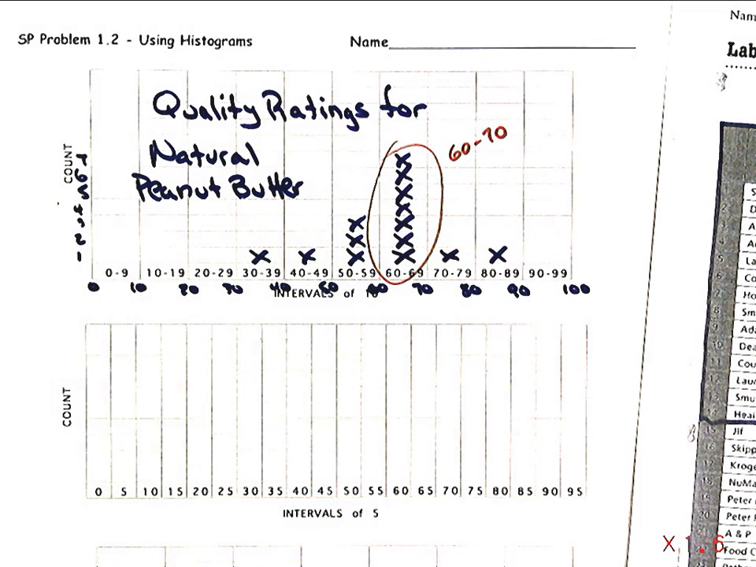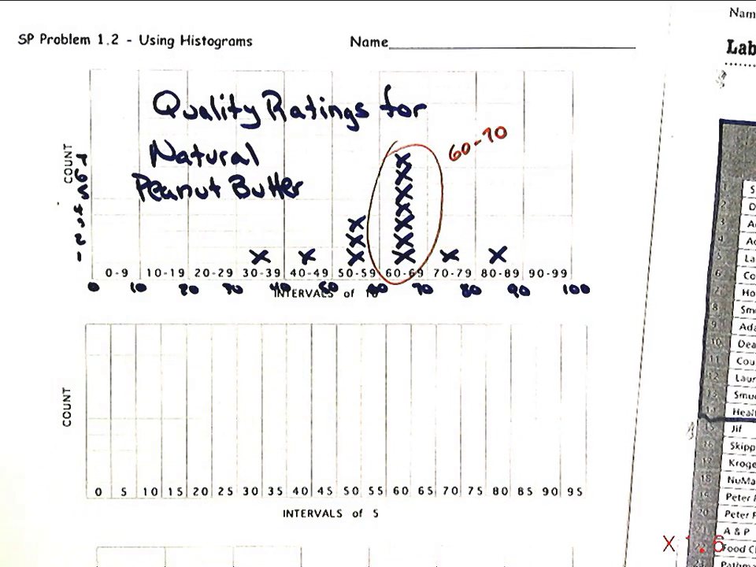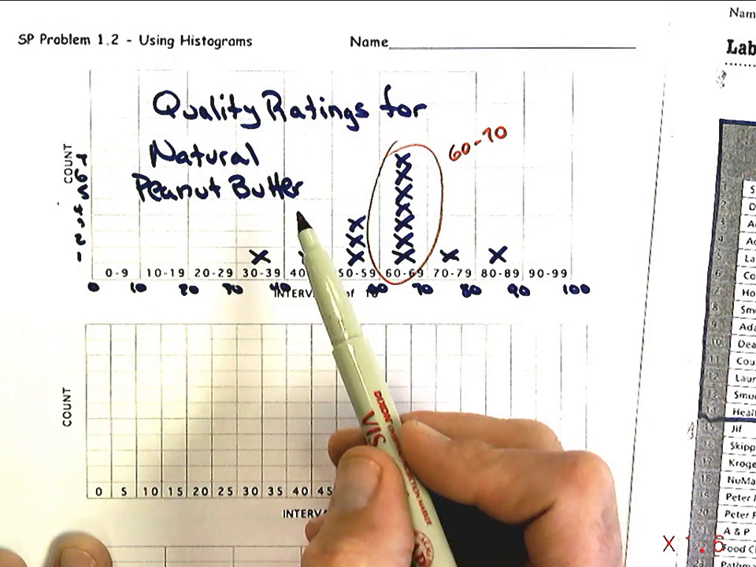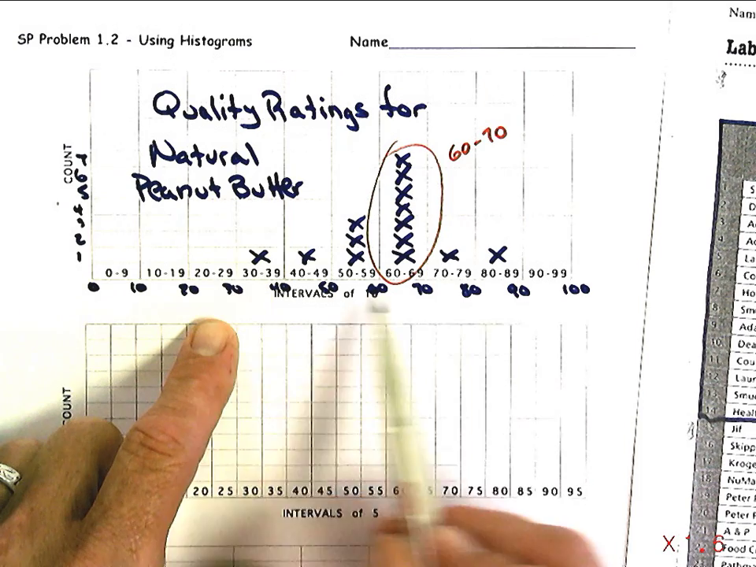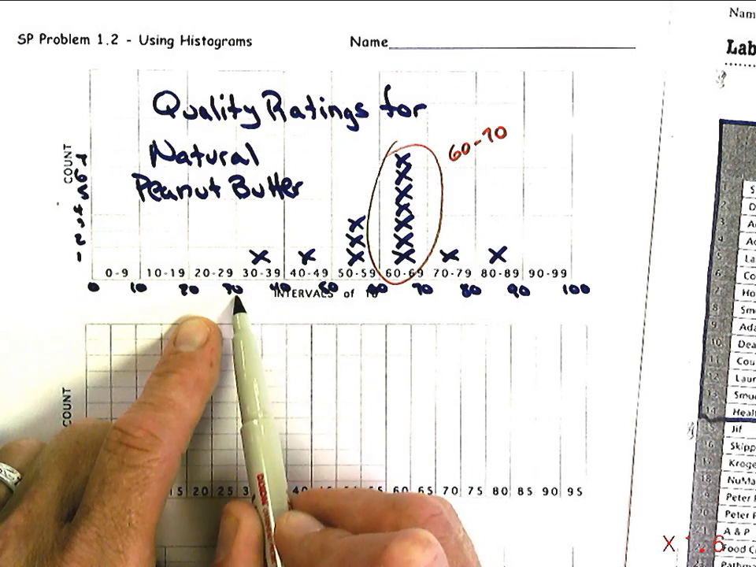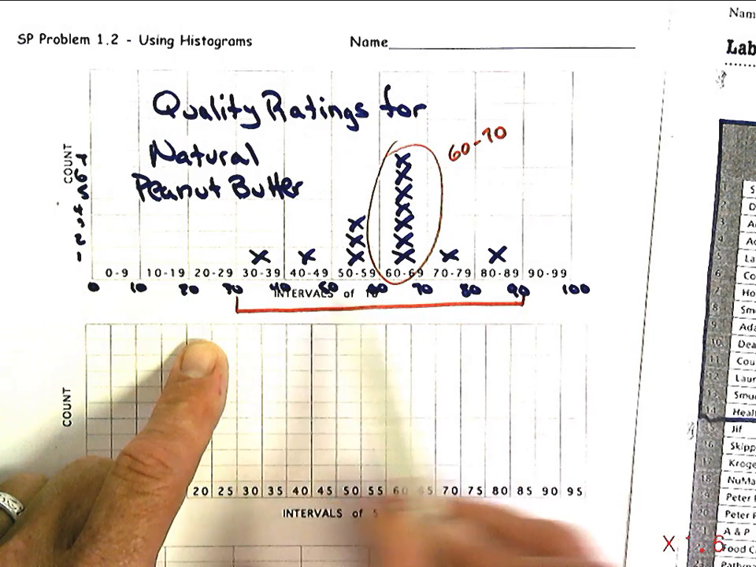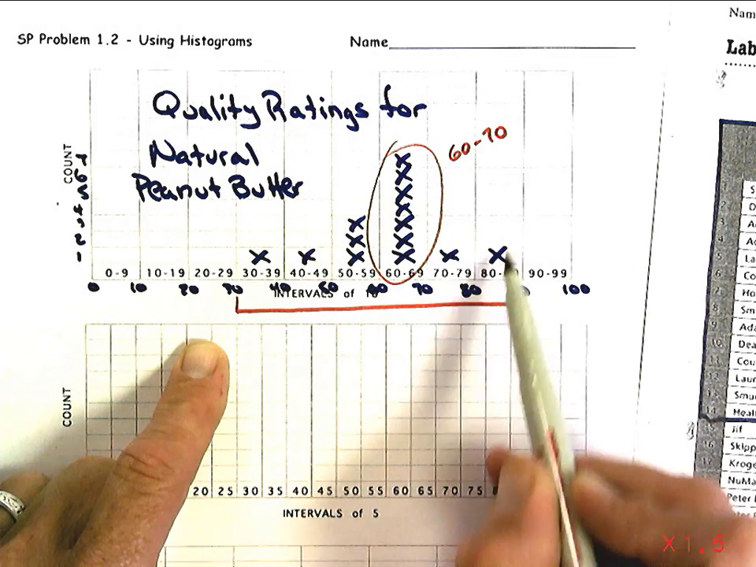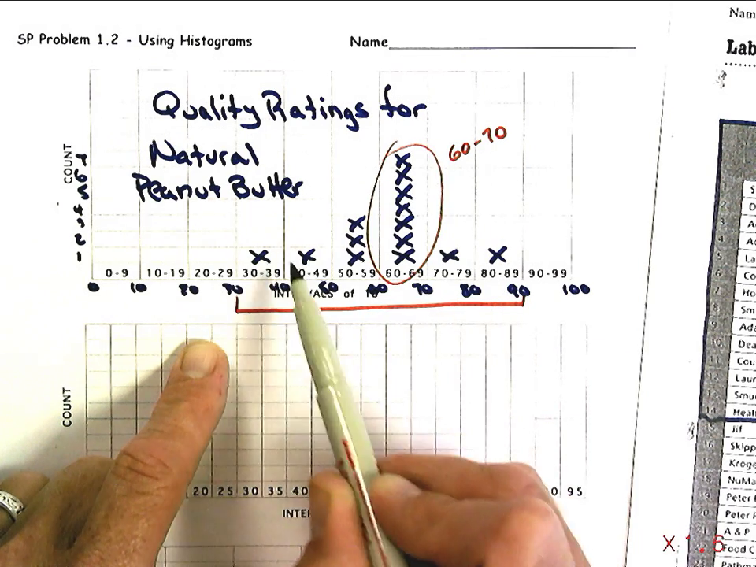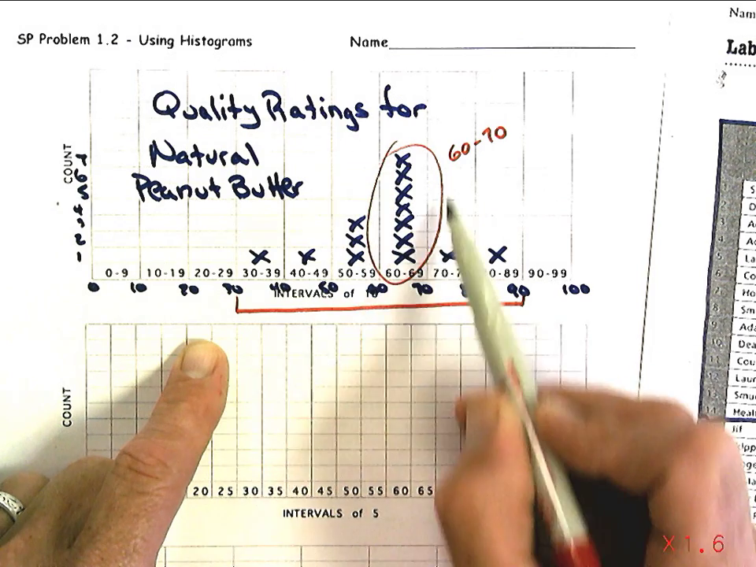Now, in this problem, we look at this and can look at the distribution. The distribution means where is the data distributed. In this case, it's distributed between 30 and 90, which is kind of like our range. So your data is distributed in this range, and it's distributed where most of the data falls in the middle.